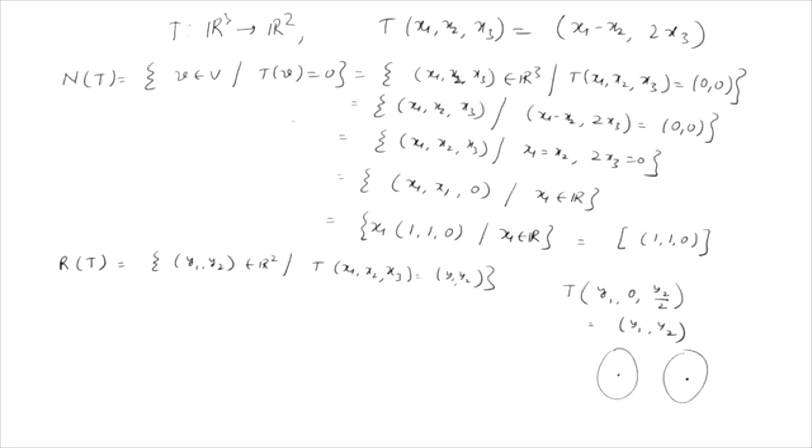That means this map is an onto map. Since this is an onto map, the range of T is nothing but the entire R2. Because if you have any vector (y1, y2) in R2, there exists (y1, 0, y2/2) in R3 such that T of this equals this. So if you take any (y1, y2) here, there exists a pre-image in R3. So that means the range of T is the entire R2.